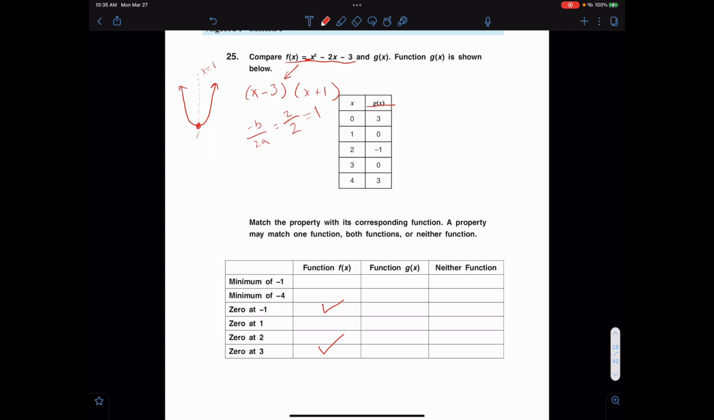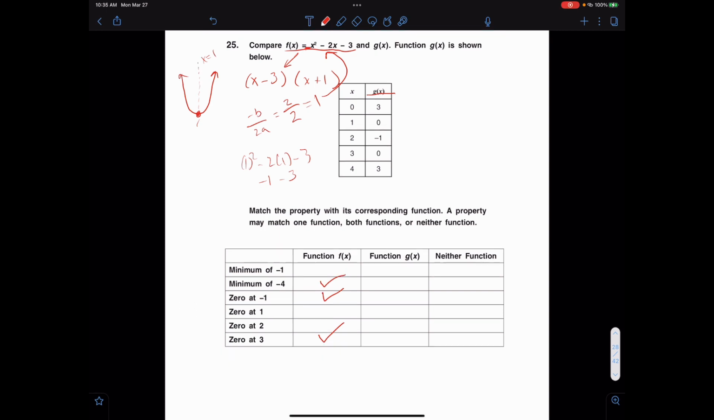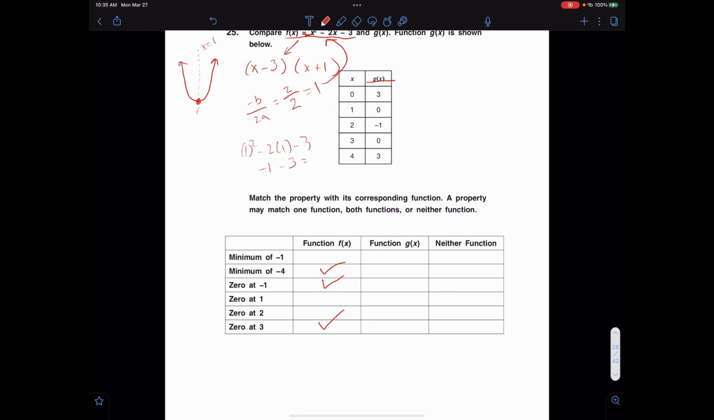Okay, then I plug 1 back into this to find my minimum. So I get 1 squared minus 2 times 1 minus 3. So 1 minus 2 is going to be -1, minus 3, which is -4. So I know I have a minimum at -4. Okay, the next one here.